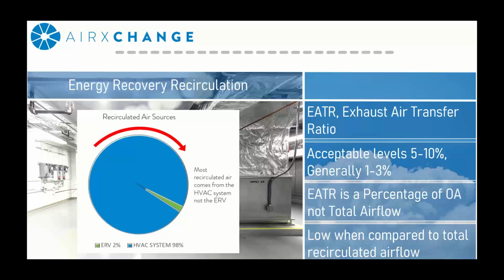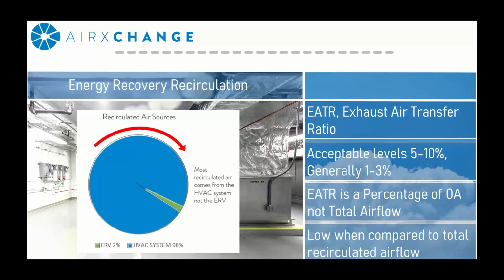Okay, so if the component is ASHRAE certified, so ASHRAE 1060 is a nationally recognized standard for the certification of energy recovery components. An energy recovery component goes through a certification process just like a rooftop or a chiller or anything else for that matter. One of the values that gets certified is called EATR, or exhaust air transfer ratio. The EATR value is a percentage of the outside air, and it represents essentially how much recirculated air is being transferred from the exhaust air back into the supply airstream.